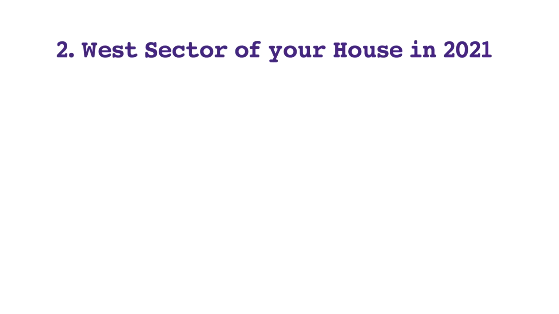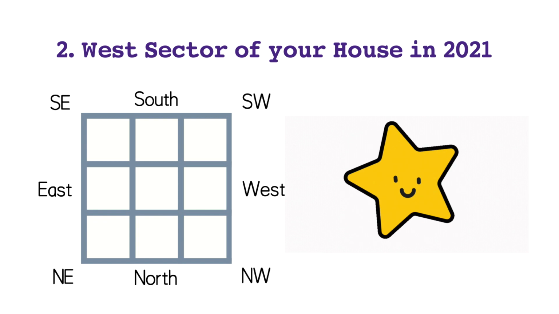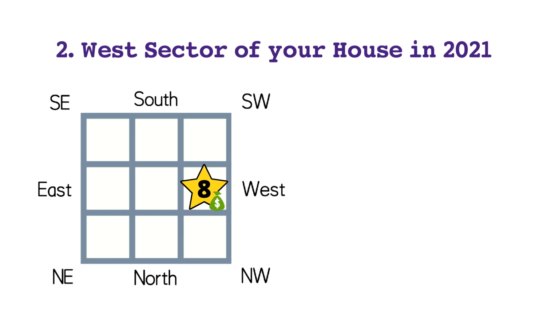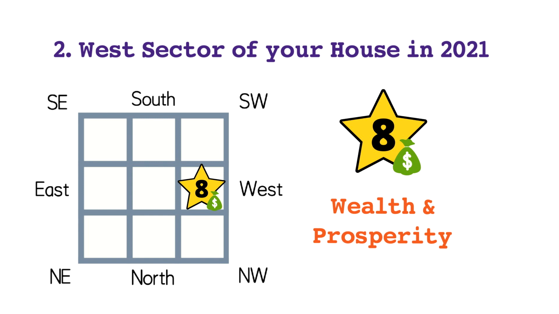The second money location is the west sector of your house in 2021. According to the annual flying star chart, flying stars change directions every year. Therefore, your money location also changes every year. In 2021, number 8 star flies to the west. Number 8 star is an auspicious star. It symbolizes wealth and prosperity. Therefore, the west sector of your house is a money location in 2021.